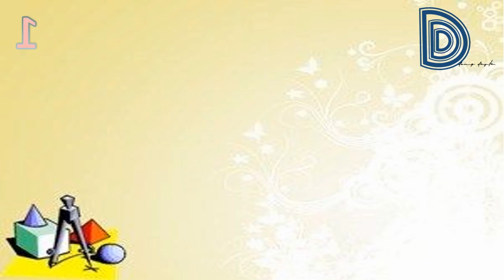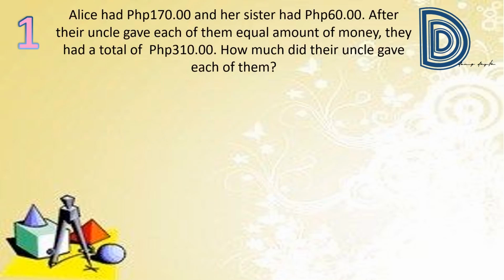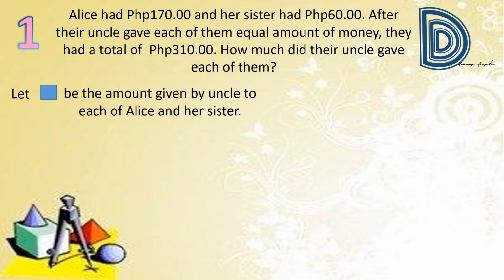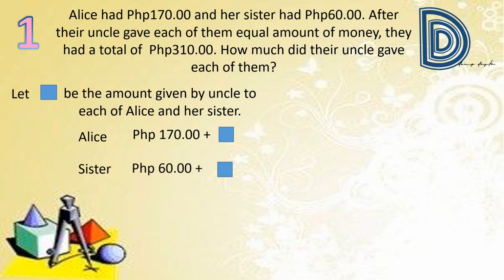Question number 1. Let this block represent the amount uncle gave to each of Alice and her sister. So Alice had 170 pesos plus an unknown amount represented by the block. Her sister had 60 pesos also. If we add these, we will have a total of 310 pesos.